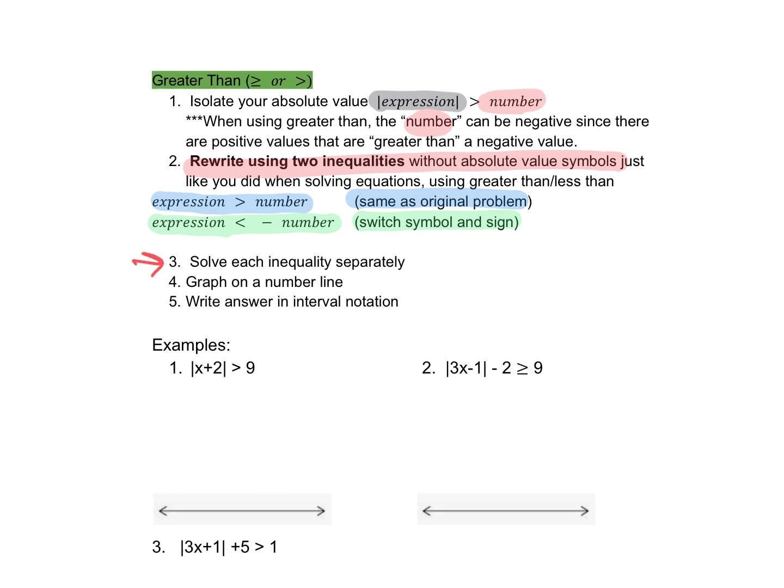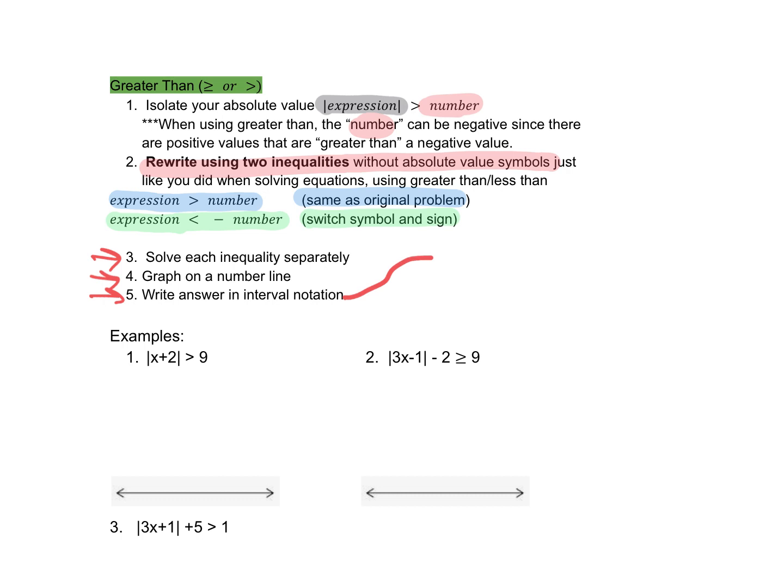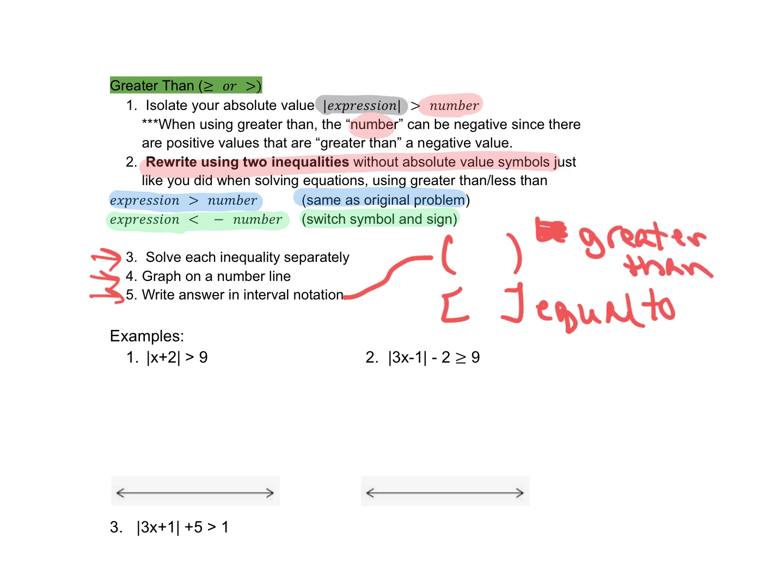Step 3, there are lots of steps here: you solve each inequality separately. You graph each inequality on a number line, and then we also write the answer using interval notation. Remember, in interval notation we have soft parentheses and brackets. The brackets are used when you have things that are equal to, and the soft parentheses are used with greater than, since that's the category we're in. Also remember that soft parentheses are used for infinity.